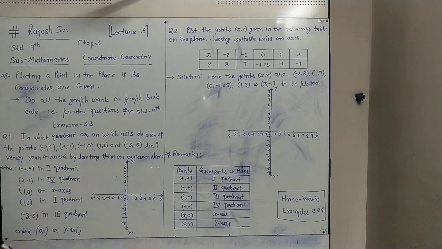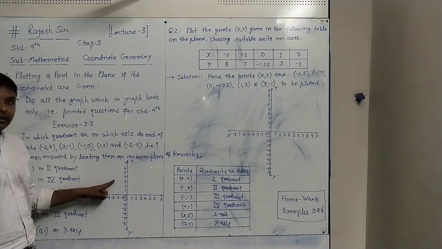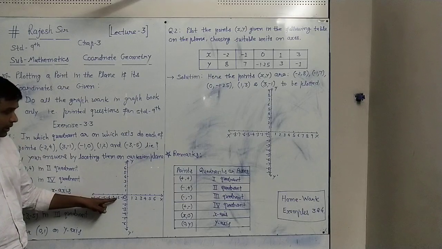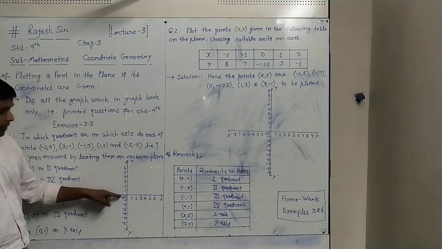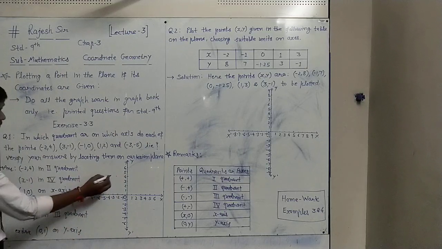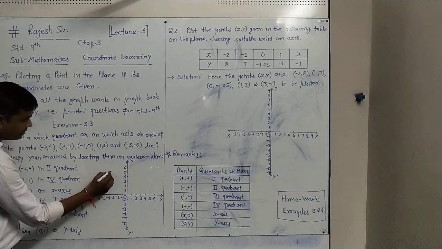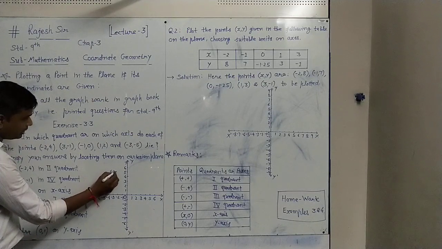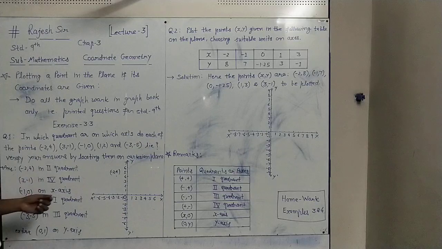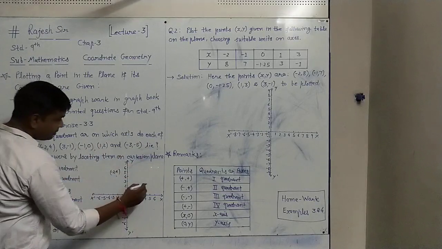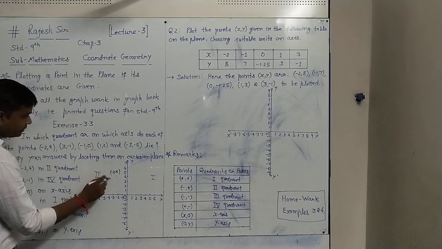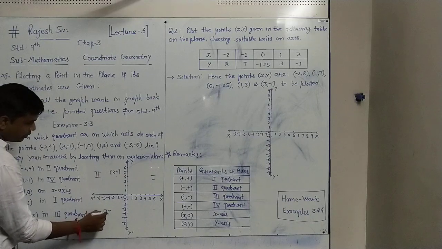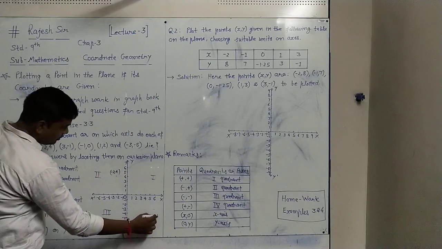is located here, and this point shows its coordinates are -2 from the y-axis distance and +4 from the x-axis distance. So I will write here its coordinates -2 and 4. As in the last lecture we have seen, this is called the first quadrant, this is the second quadrant, this area is the third quadrant, and this portion is the fourth quadrant.